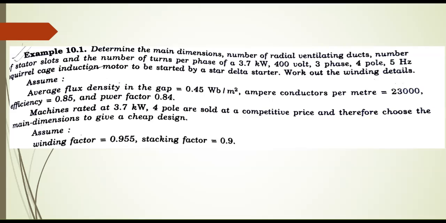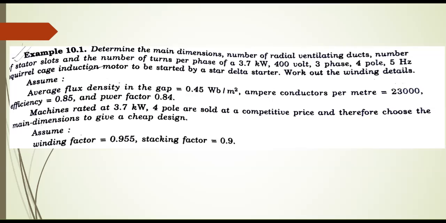Machines rated at 3.7 kilowatt, 4 pole are sold at a competitive price, and therefore we have to choose the main dimensions to give a cheap design. Also, we need to assume that the winding factor is 0.955 and the stacking factor is 0.9, right? So earlier we had solved this question partially, an induction motor, three-phase, 3.7 kilowatt, 400 volt, 4-pole, 50 hertz.